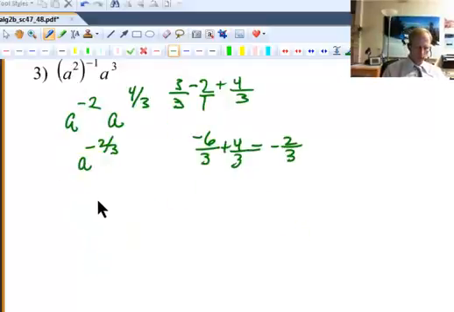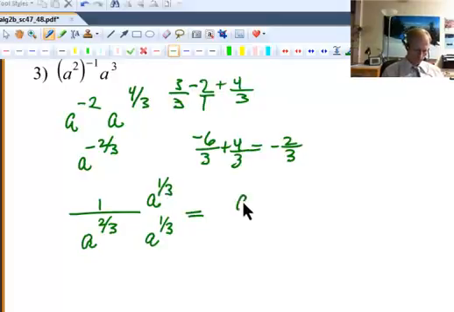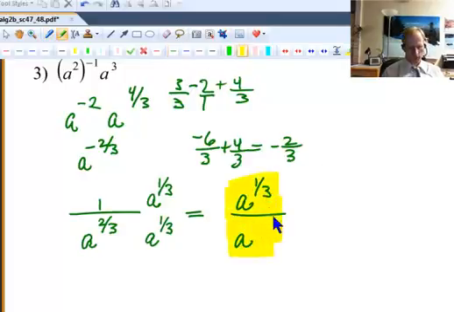Now, I don't want negative exponents, so that forces me to move the a to the 2/3 down into the denominator, but I also don't want a rational exponent in the denominator, so I need to look at the 2/3 and say what's the next biggest integer. Well, that would be 1, and what do I need to add to 2/3 to get 1? 1/3. So I multiply by a to the 1/3 over a to the 1/3, and that gives me my final answer, which is a to the 1/3 over a.